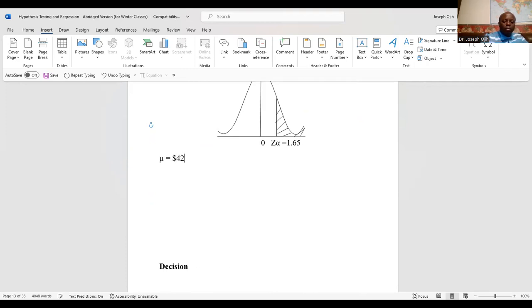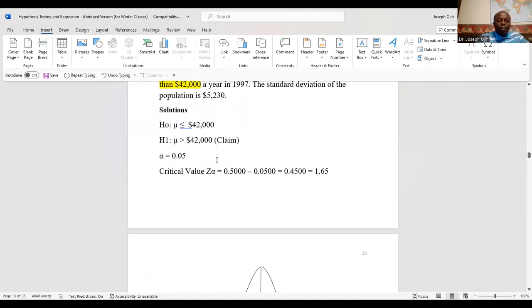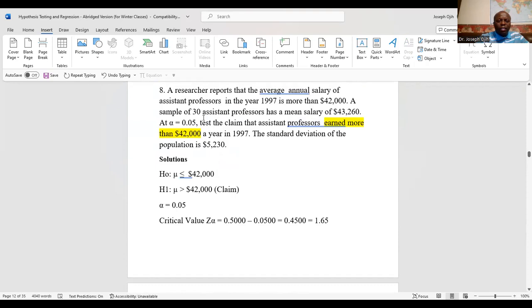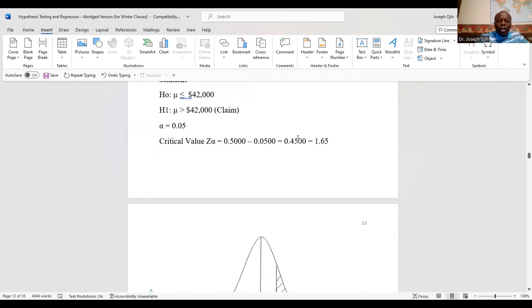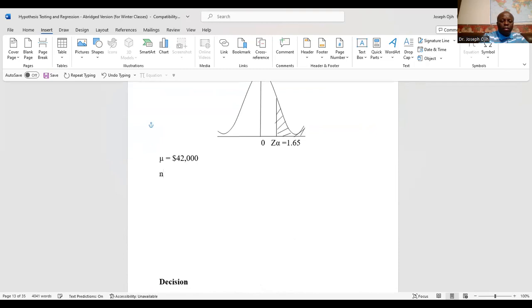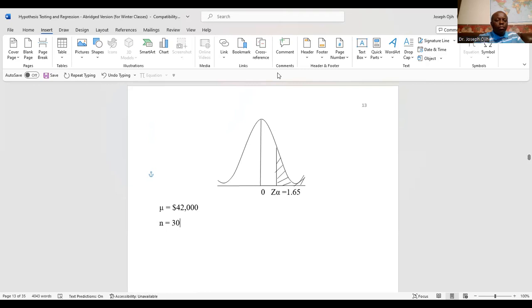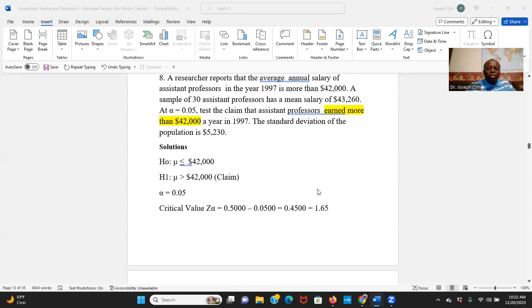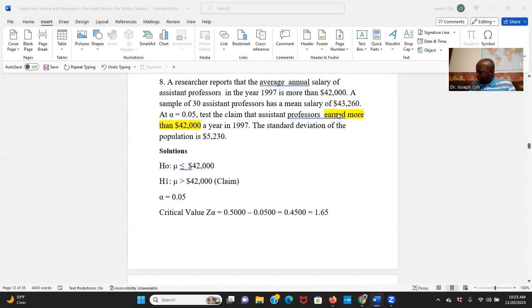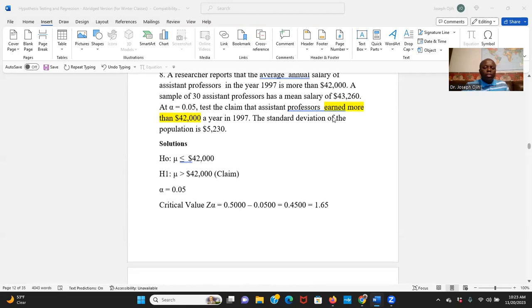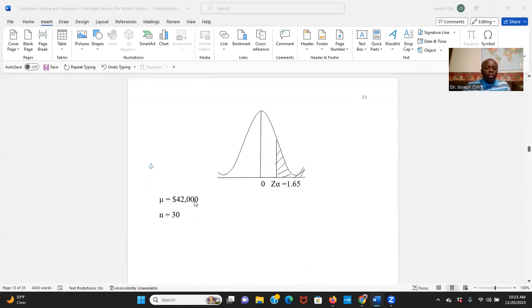$42,000. And sample mean, he said that they get a sample of 30 assistant professors. So n equals 30. And for this sample of 30 assistant professors, the sample mean is 43,260. Let me write it down. 43,260. So the sample mean is 43,260.